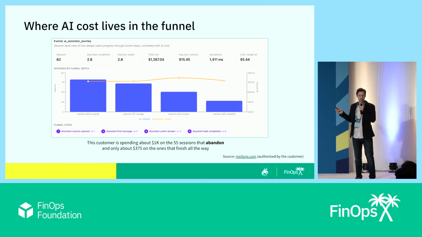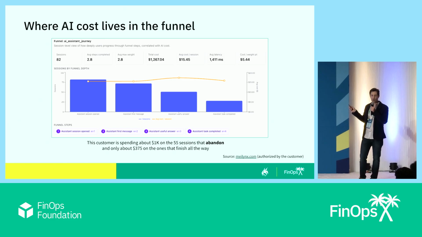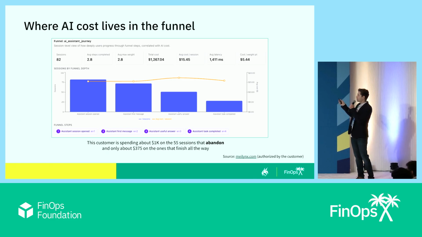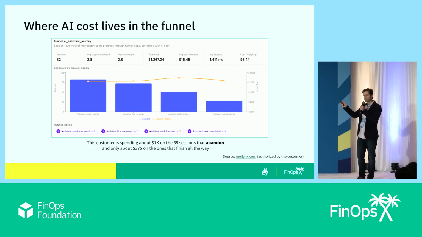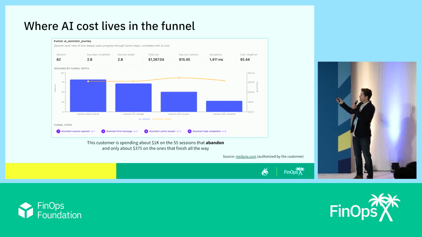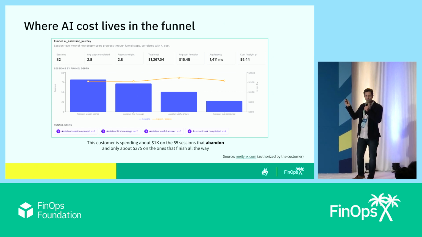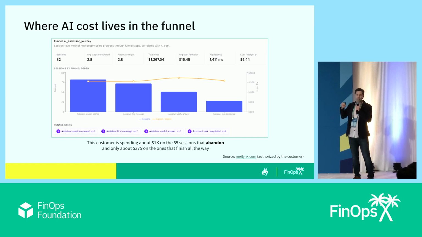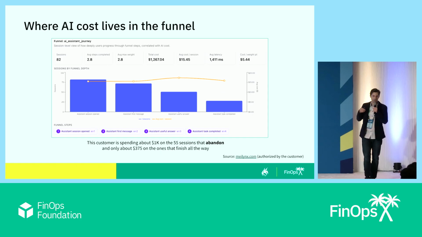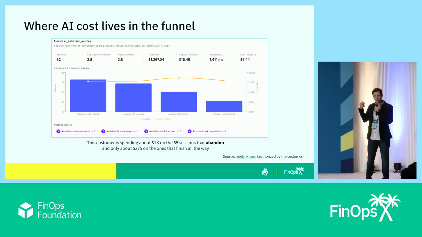Now, this is a classic funnel chart. The blue bars represent the number of sessions, and the orange line represents the average cost per session in each stage. Now, you can see the average cost per session remains about the same, but 2/3 of the users drop along the way.